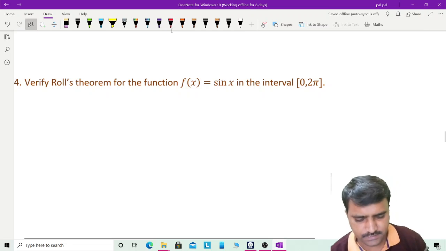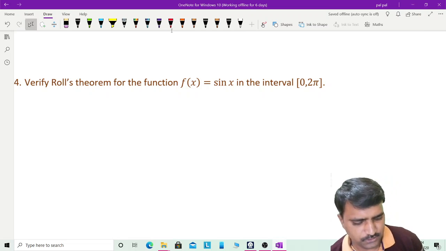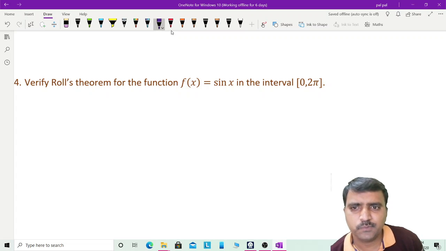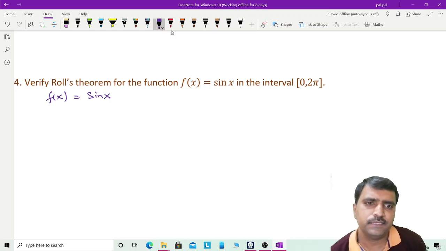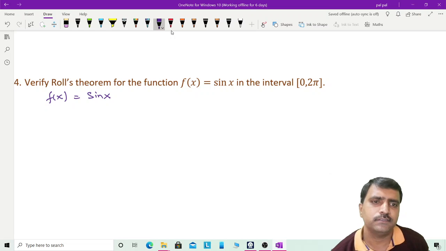Okay, first take the function f of x. It is not a polynomial like previous problems. It is a trigonometric function. F of x is equal to sin x. For all the values in between 0 to 2 pi, f of x is defined. So definitely f of x is a continuous function in the interval 0 to 2 pi.